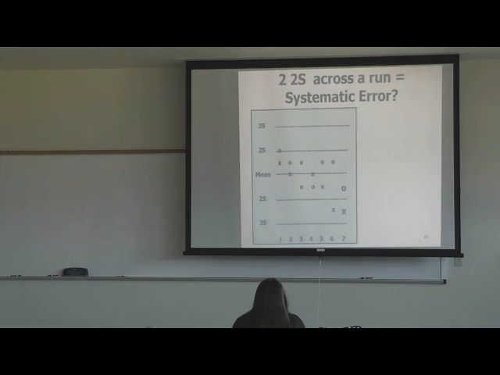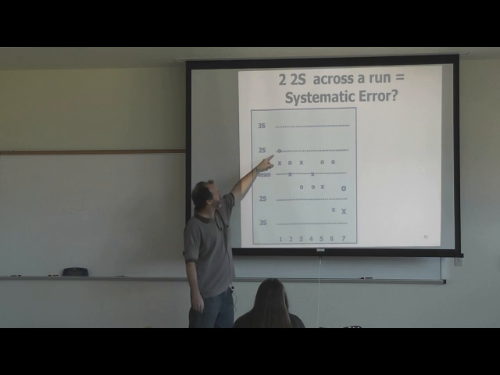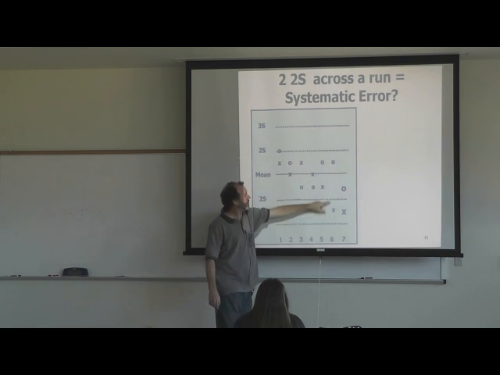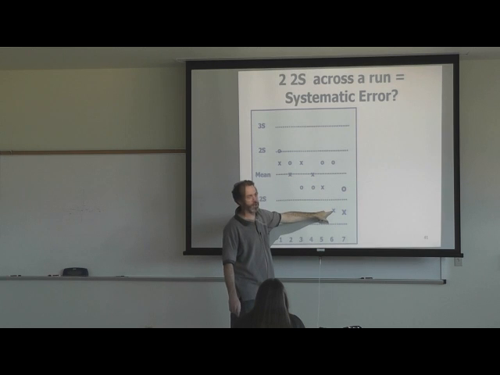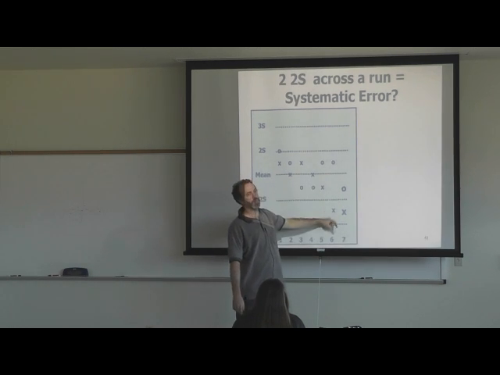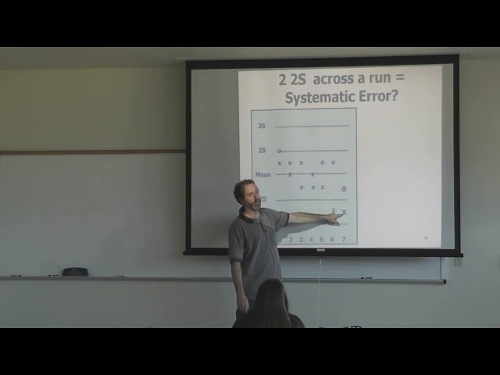So across the run, 2S equals what? Systematic error? So this is another example of 2S, right? These are in, these are in, these are in. Oh, this one has 1 greater than 2 but less than 3, right? We still accept that run, but then we do the next run and look what happens.